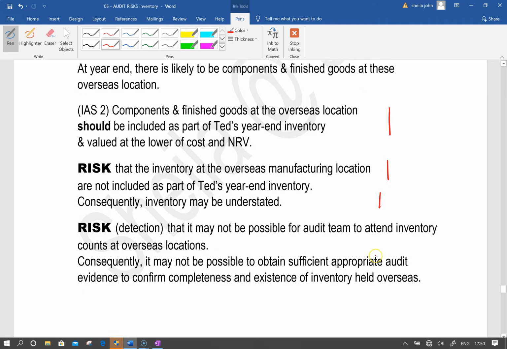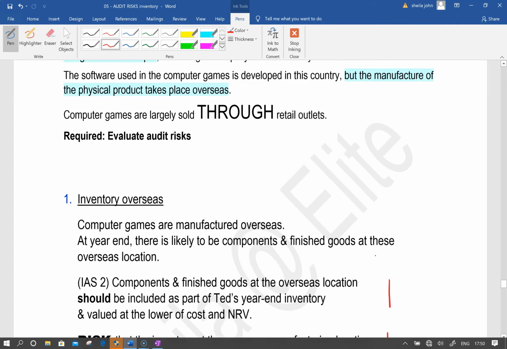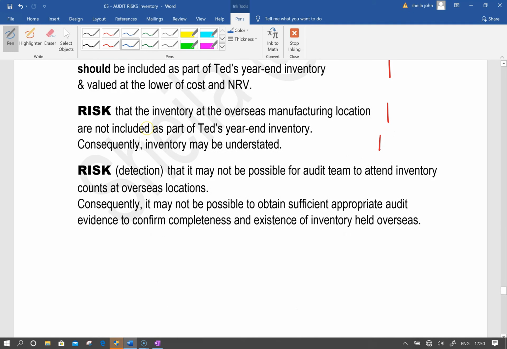There's another type of risk here, and that is detection risk. This is an audit risk question, so you can actually bring in the detection risk portion. If this question was an ROMM question, then you would not be able to bring in the detection risk portion, okay? But we can also say here, because it's overseas, the audit team may not be able to attend the inventory count overseas. Consequently, it may not be possible for us to obtain sufficient appropriate audit evidence regarding completeness and existence of inventory held overseas. So these are some of the things that you can actually put down. So mark your answer and see how you performed.